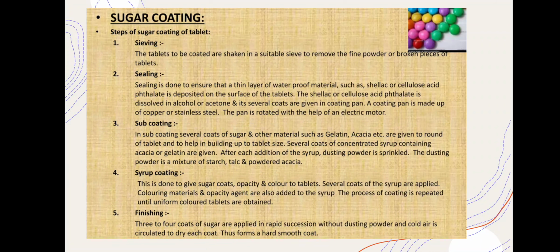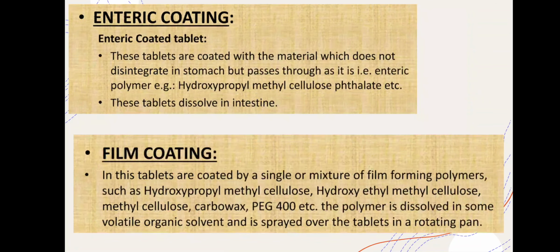Sugar coating involves sieving, sealing, sub coating, syrup coating and finishing. Just write these sub points, it's enough. Okay, sugar coating involves sieving, sealing, sub coating, syrup coating and finishing.